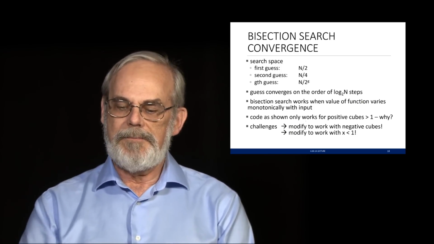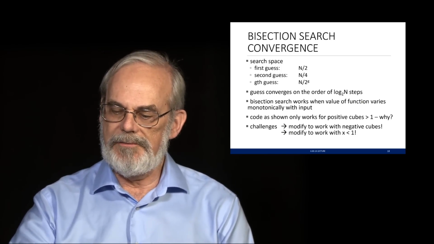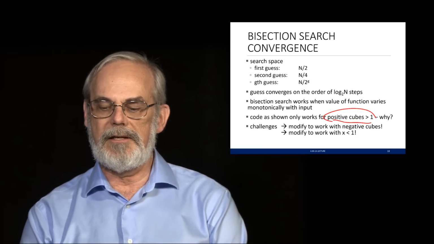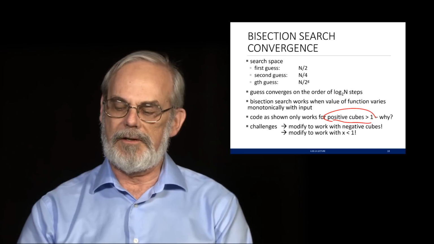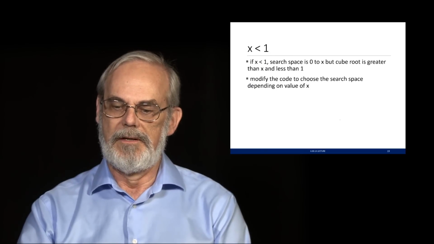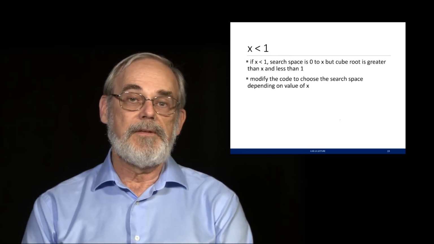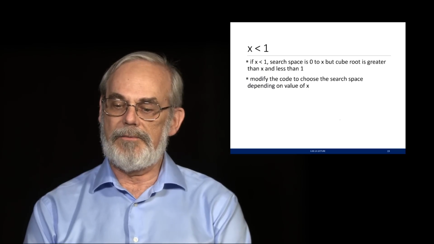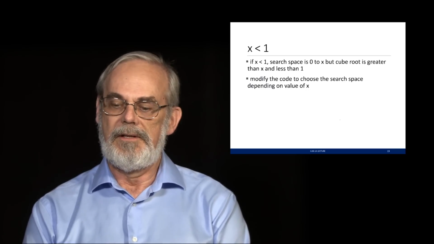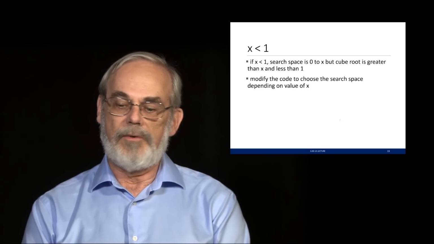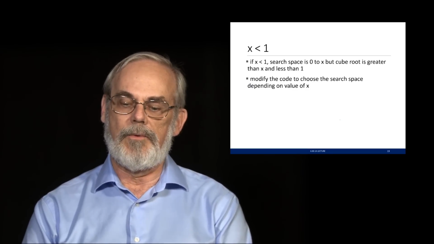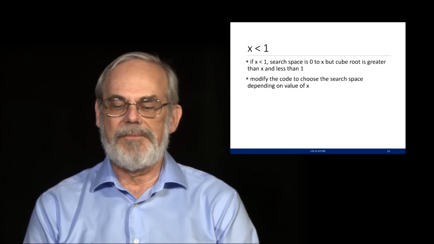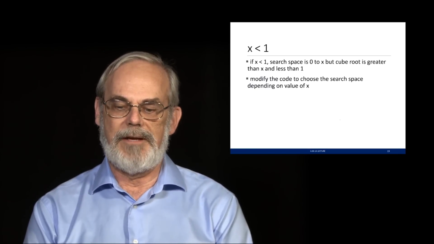I jumped ahead a little bit because I already started talking about what happens if I want to look for cubes only greater than 1. I could modify it to look at negative cubes, and I could modify it to look at things where the answer is less than 1. And so, for example, if x is less than 1, I just changed the search space. So now, rather than going from 1 up to x, it goes from 0 to x. Rather than going from 0 to x, I want to go from x up to 1. I'm not going to do it. I'm going to leave it for you to try out, but it's really easy to make that change.